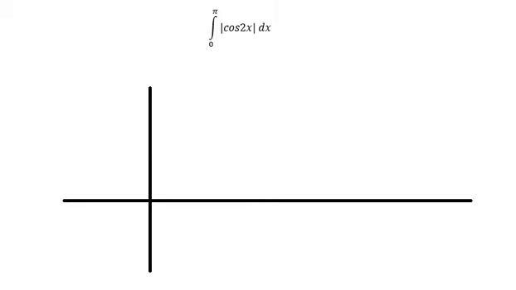So we need to graph cosine 2x from 0 to b. We know that this is 2x. That means when x equals b over 4, cosine of 2 multiplied by b over 4, you get cosine b over 2, and you get 0 here. So 0 should be at b over 4. When x equals 0, you get 1 here. So the graph should be like this.